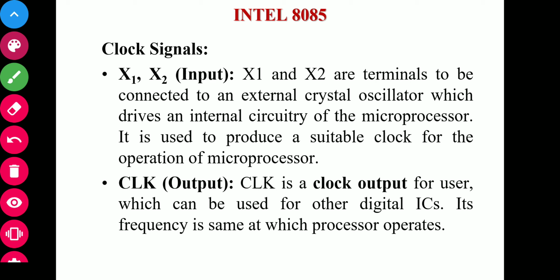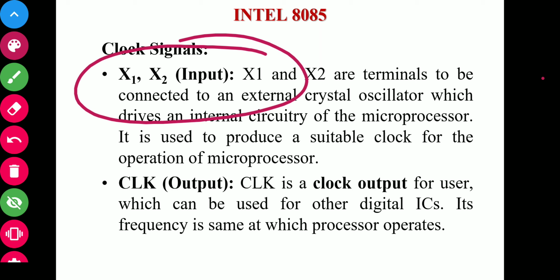Next, clock signals X1 and X2. These are the input clock signals. X1 and X2 are terminals to be connected to an external crystal oscillator which drives an internal circuitry of the microprocessor. It is used to produce a suitable clock for the operation of the microprocessor. So if you perform the operation of a microprocessor with the external clock signal generator, that is your crystal oscillator, at that time you use these X1 and X2 clock signals.